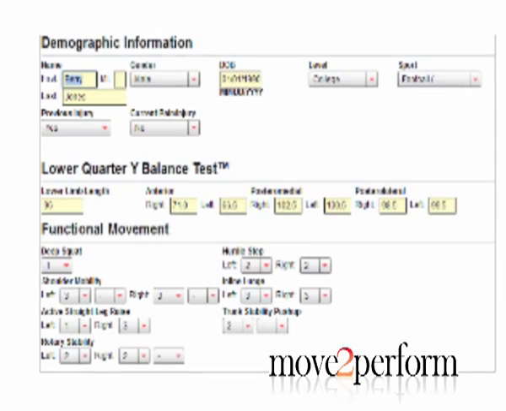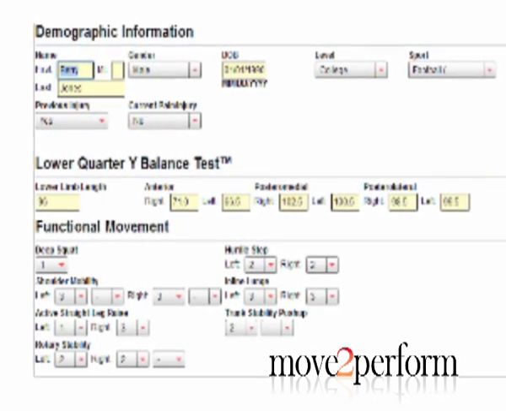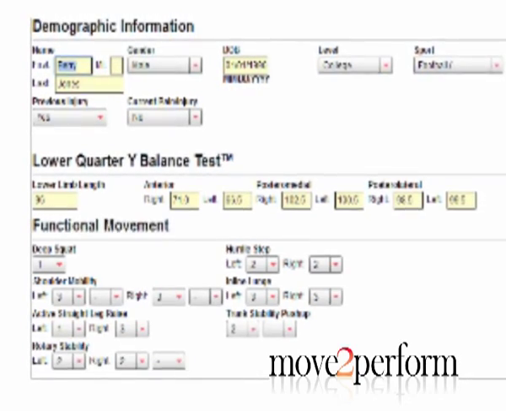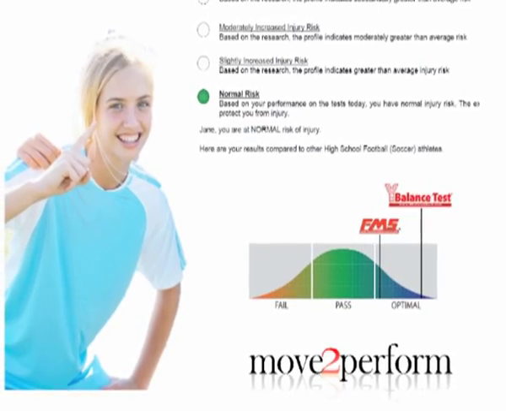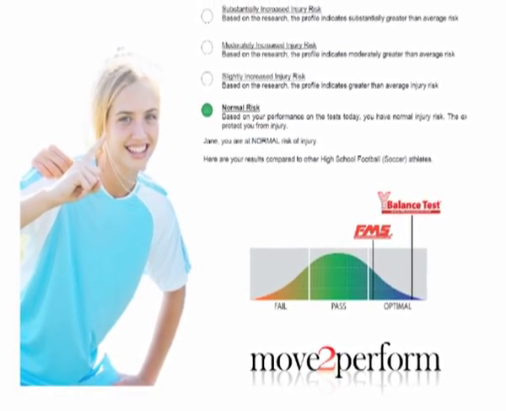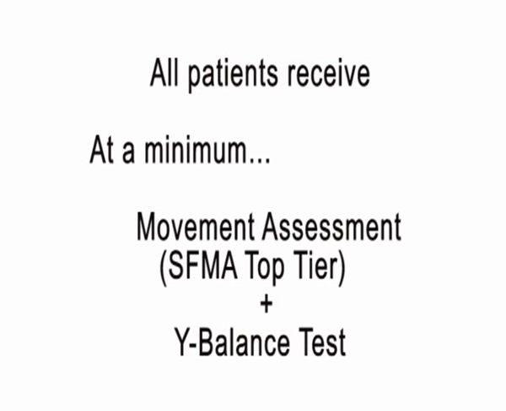With the Y Balance Test, we enter it into the Move to Perform software, which gives us data related to how they do specific to their peers, gender, age, match, which gives them an individual result, which patients love, and depending on how they do, some very clear objective goals to work for from a functional perspective. So no matter what the diagnosis, at a minimum, we're going to have a movement assessment measurement and a Y Balance Test measurement.